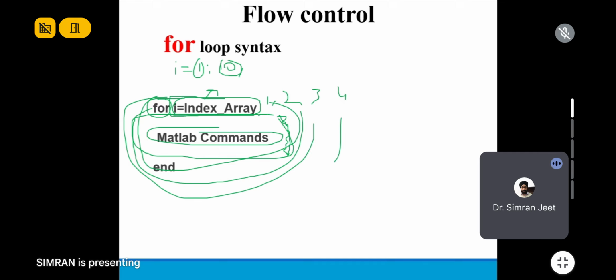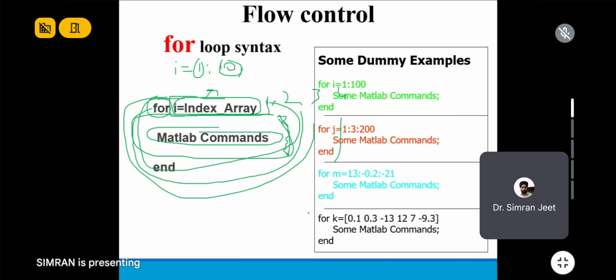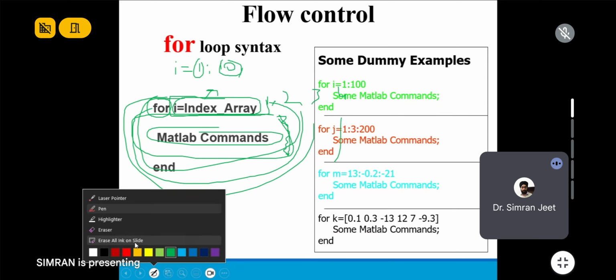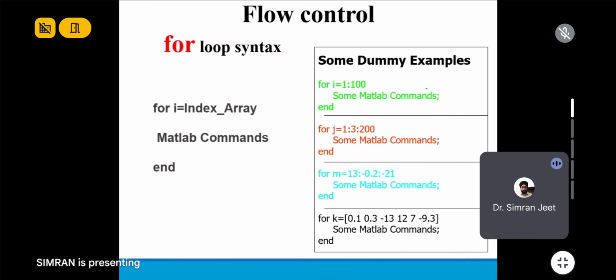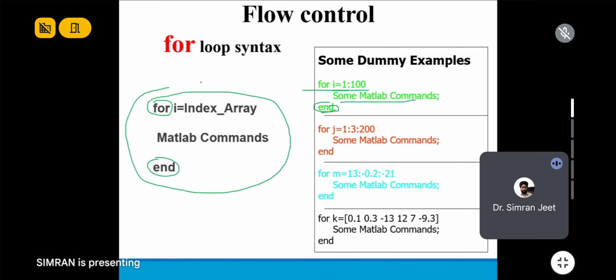So it all depends upon this indexing. How many times you want to run the program depends upon this indexing. This is the format for different for loops: you initiate the for loop with i is equal to 1 to 100, then some commands are there, and then it ends with end. Every time you have to use the commands for and end, and the lines between them are executed. So this is all.